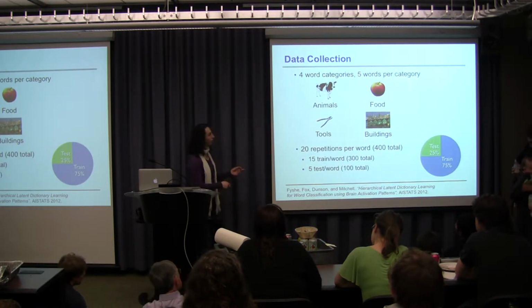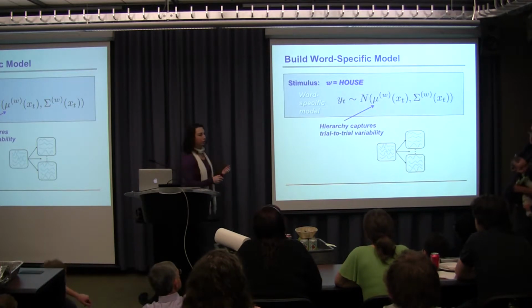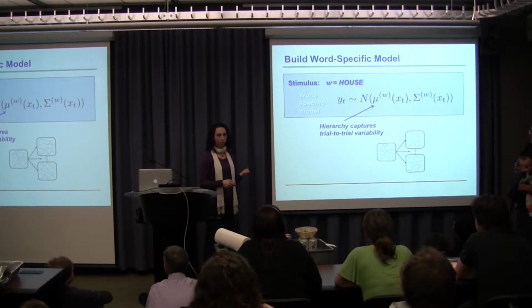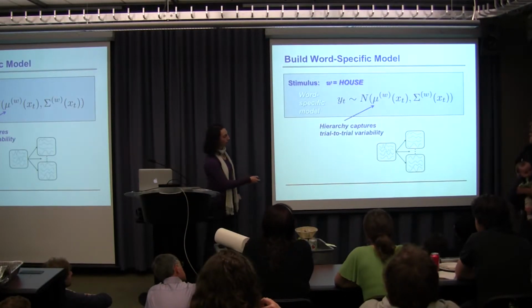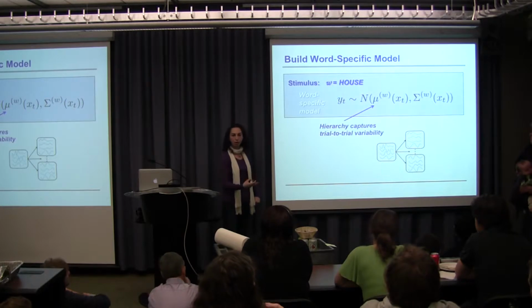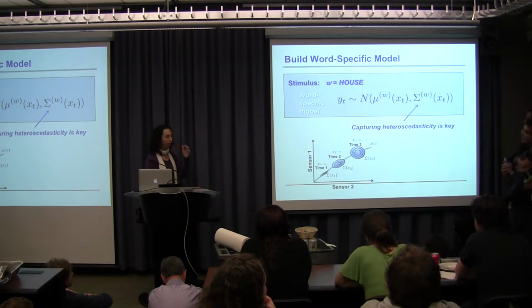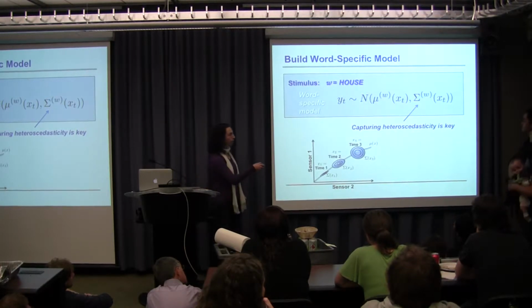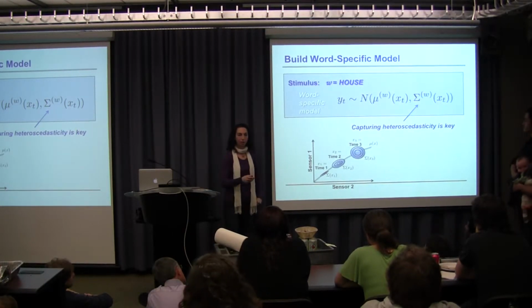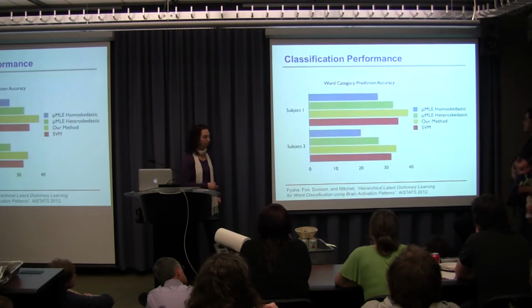Okay. So we're going to look at classification performance. And just to recall, for each one of the word stimuli, we built this word-specific model that has a time-varying mean and a time-varying covariance. And this time-varying mean is going to use this hierarchy to capture the trend of how variability shares information between them. And this time-varying covariance, we're going to show that our formulation was really key to classification performance. And both of these use this latent collection of Gaussian processes, as well as a latent k-dimensional subspace.